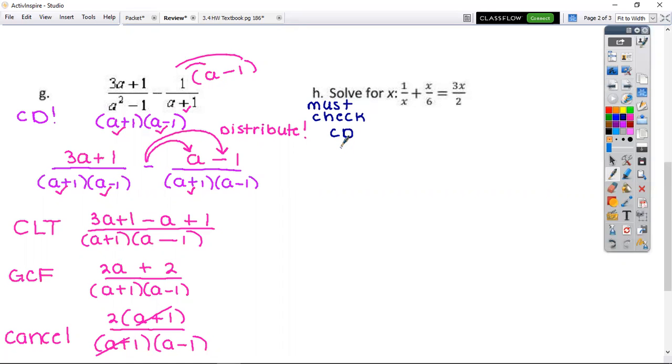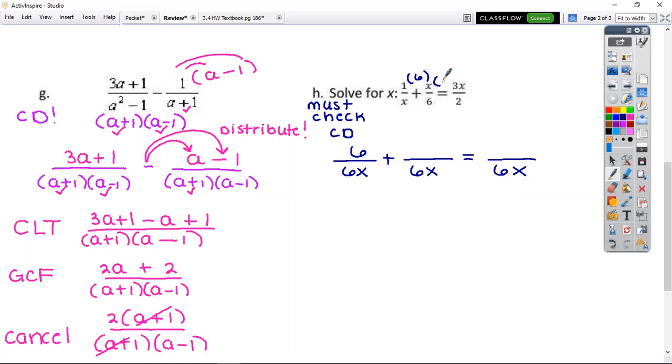X, 6, and 2, the smallest I could use would be 6x. The least common denominator, 6x, and then another 6x, and then another 6x. You're going to multiply by what is missing, and in this case, you're permitted to drop the denominator. So first, I'm going to multiply by 6. That gives me 6.